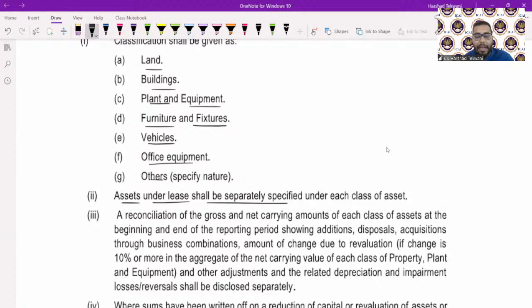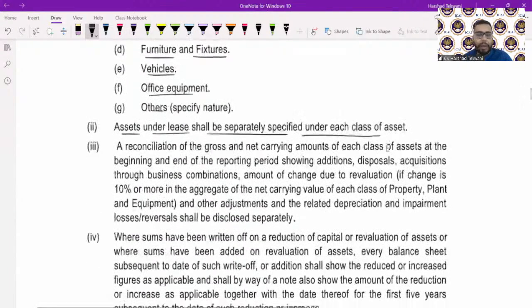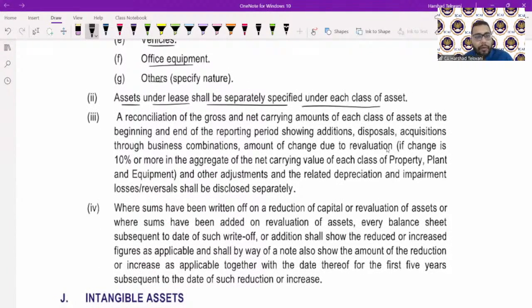Assets under lease shall separately be specified for each class of asset. Now, if there is a lease asset, then you need to separately disclose it for each class of asset. Important: a reconciliation of the gross and net carrying amount of each class of asset at the beginning and at the end of the reporting period, showing additions, disposals, acquisitions through business combinations, or revaluations, then aggregate amount and aggregate net carrying value of each class of property is required to be disclosed, along with depreciation and impairment.